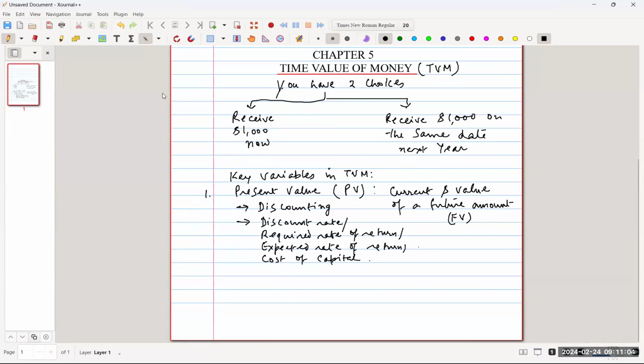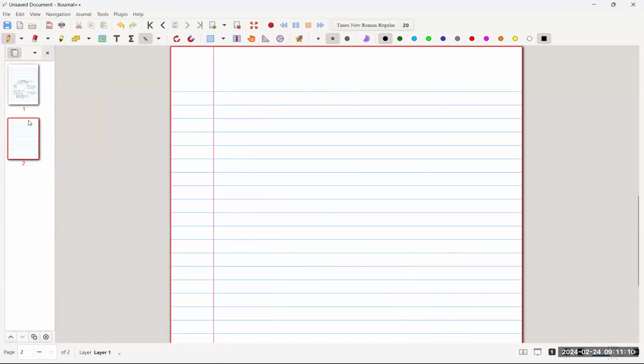Right. Let me just quickly add a page, or maybe 2 pages, 3 pages.